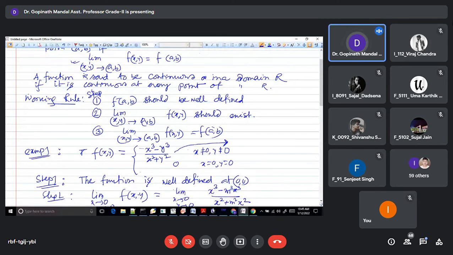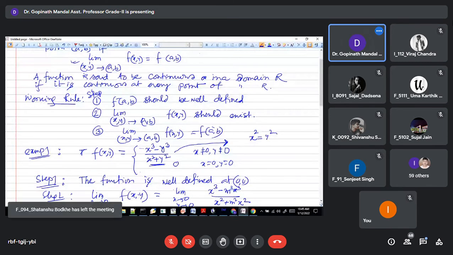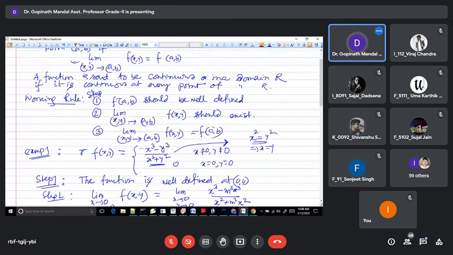Actually, the working rule, I already said that working rule, you have to check actually when x square equal to y square. That is the working rule. When x square equal to y square, that means x equal to y. For the case of x equal to y, the limit exists. That means the limit exists. You can put y equal to mx square, mx cube. In all cases, the limit exists.